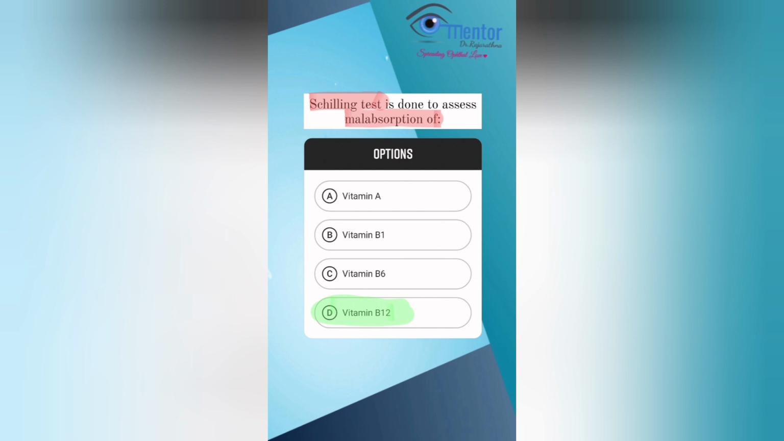So what are the abnormal Schilling's test wala conditions? So we have achlorhydria, we have pernicious anemia, we have bacterial overgrowth syndrome, chronic pancreatitis. So remember especially A, B, C. A, achlorhydria, pernicious anemia; B, bacterial overgrowth syndrome; C, chronic pancreatitis. And also important, ileal diseases, because all these areas are important for vitamin B12 absorption.